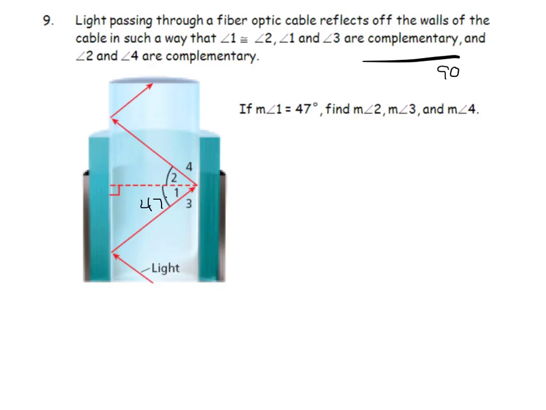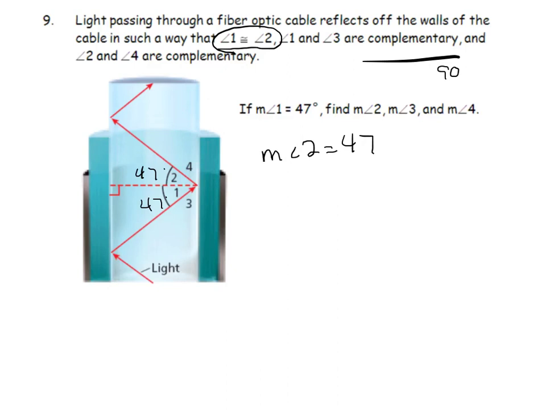Okay, so let's go back through. The first piece of information they give us is that angle 1 is congruent to angle 2. Well, if the measure of angle 1 is 47, and 1 and 2 are congruent, that makes their measures equal, so that makes the measure of angle 2 also 47 degrees.